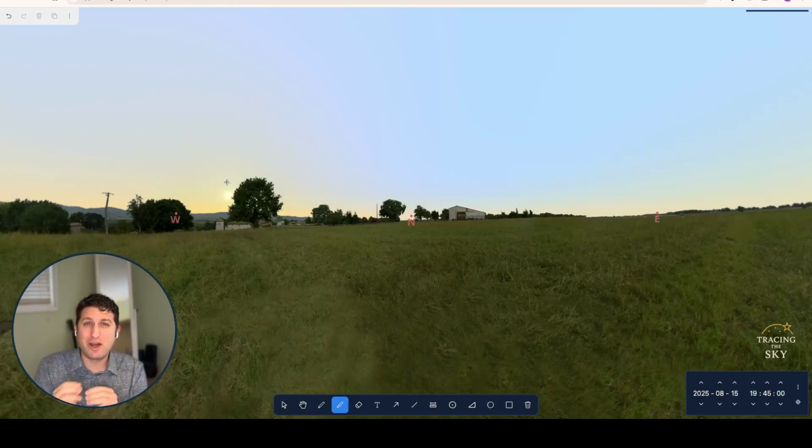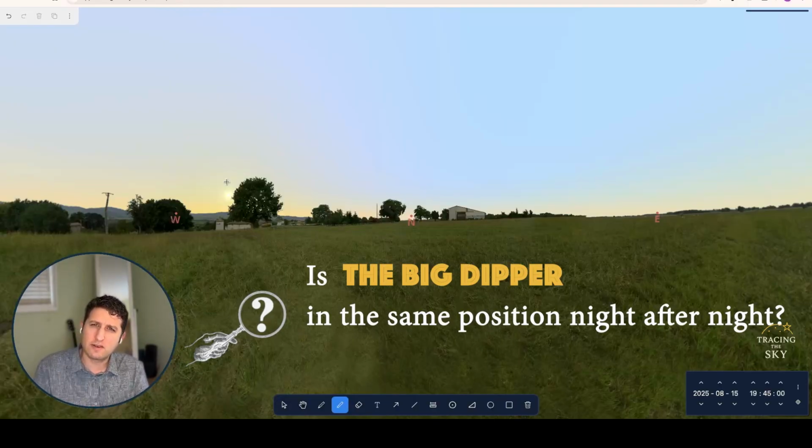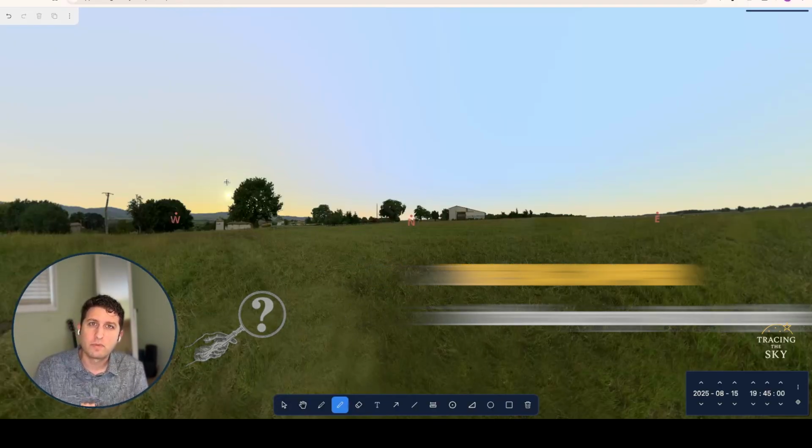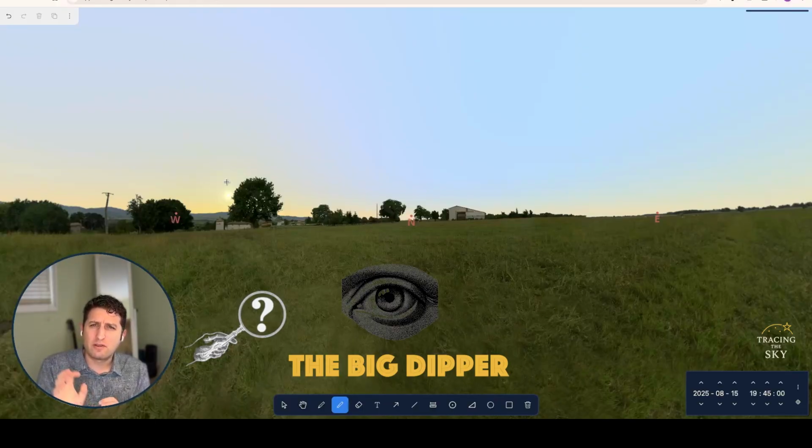We're kind of going by feel, based on when we can see the Big Dipper in the sky. But what if we did this measurement night after night and we're not super accurate? Well, here's something we can do to help figure out how much accuracy we need. Because what we're trying to figure out is, is the Big Dipper in the same position night after night, or does it change?